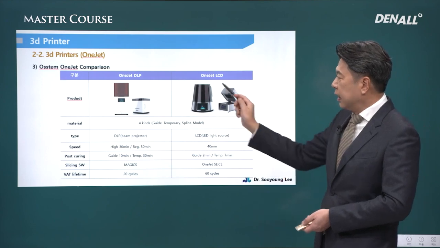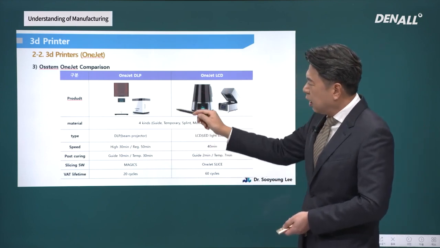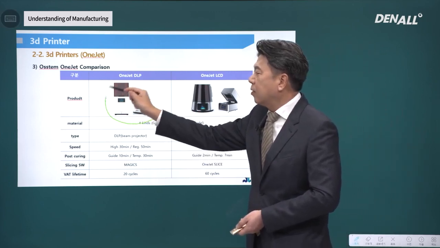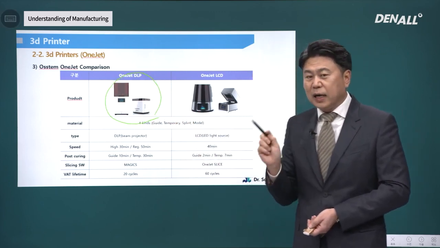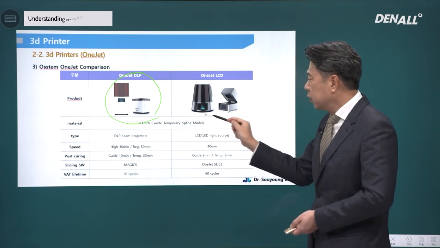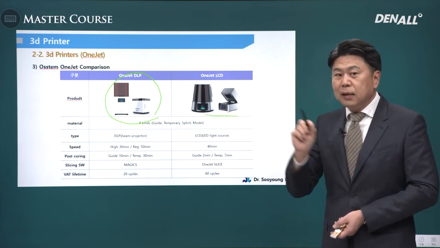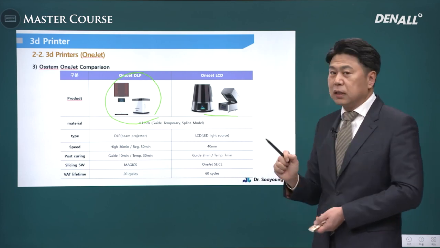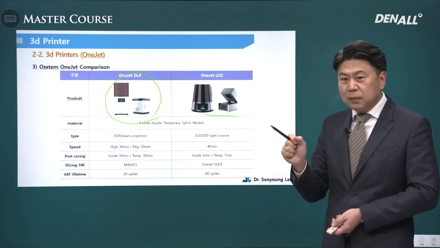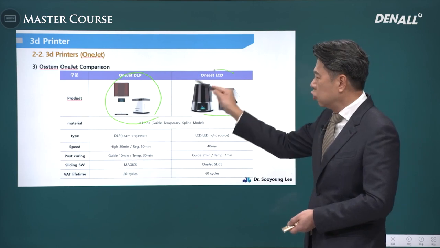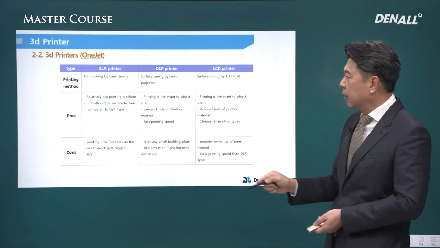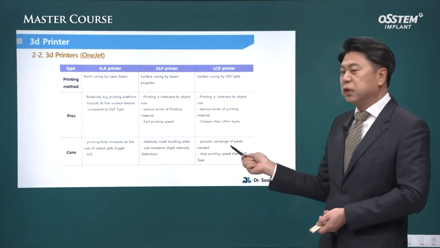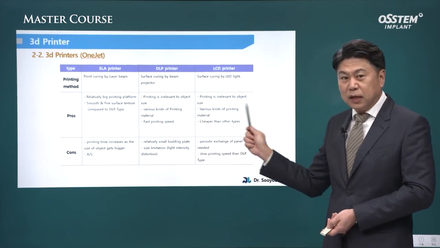This is a comparison between LCD and DLP. We have similar functions, but this one is used for high volume work, and this one is to fabricate a surgical guide or a temporary while a patient is waiting, so it is used to fabricate devices fast. Time and the pros and cons, I will go over in more detail in the offline lecture.